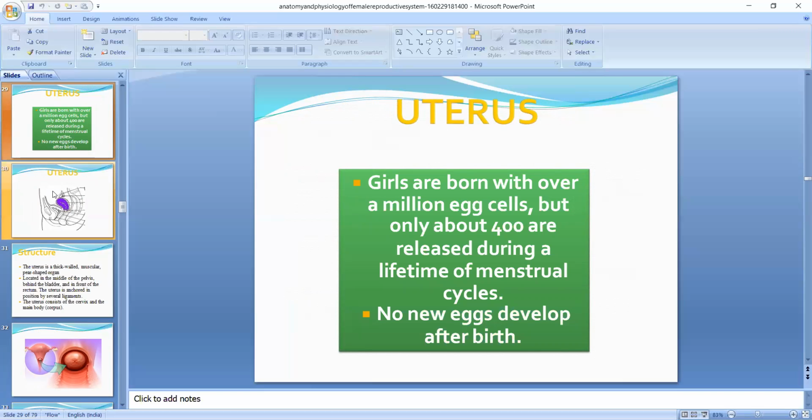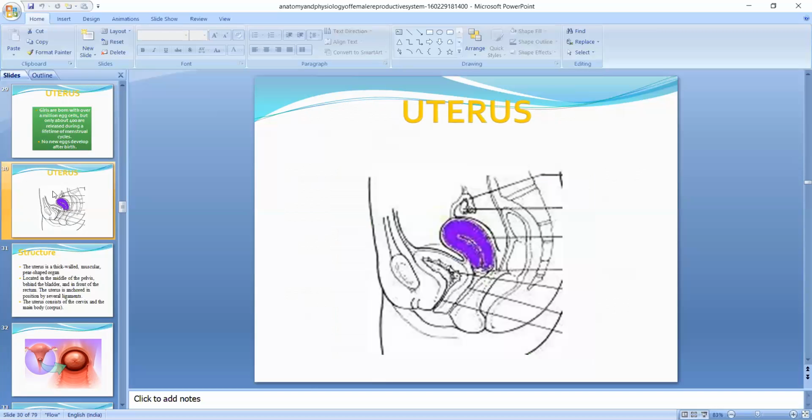Girls are born with billions of eggs, but only 400 are released during the whole reproductive time, and no new eggs develop after birth. So it means all those cells of the ovary that will produce the egg in future are already present at birth, and no new cells are formed.